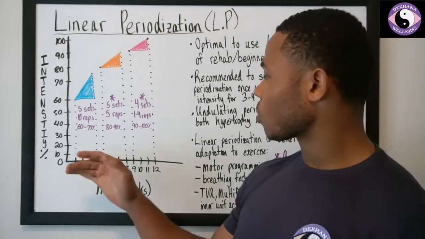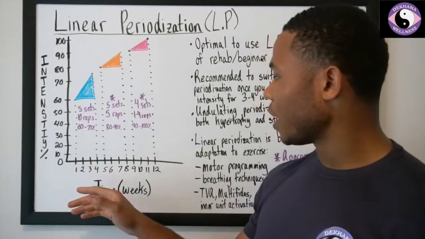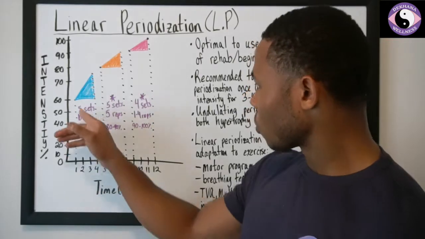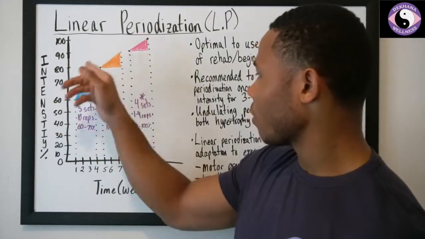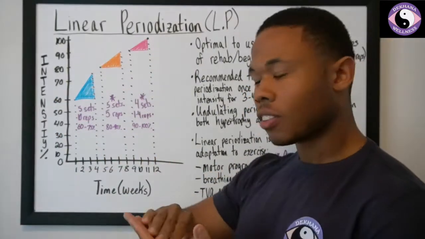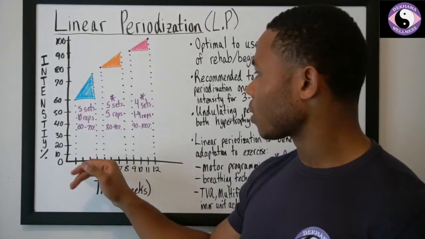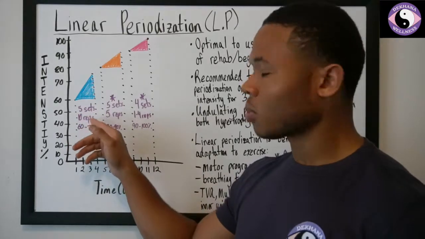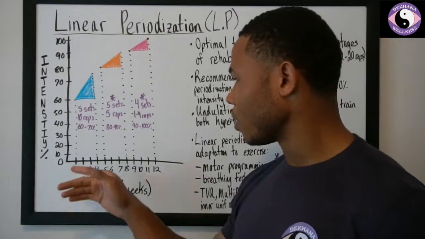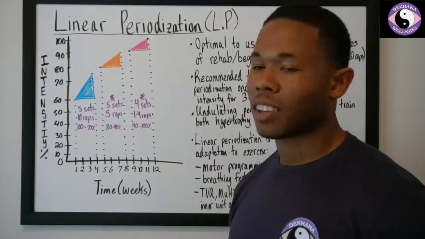So here's a little graph. We'll start with the graph first, and you can see that from weeks 1 to 4, again, it's linear periodization, so everything's moving linearly, right? Just in one direction, basically. So weeks 1 to 4, we'll start with 5 sets of 10 reps, so 8 to 12 in that range, 60 to 75% intensity, right?